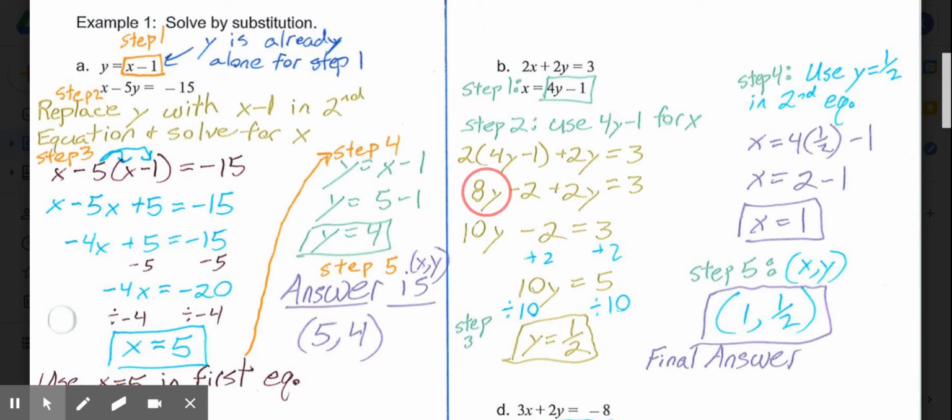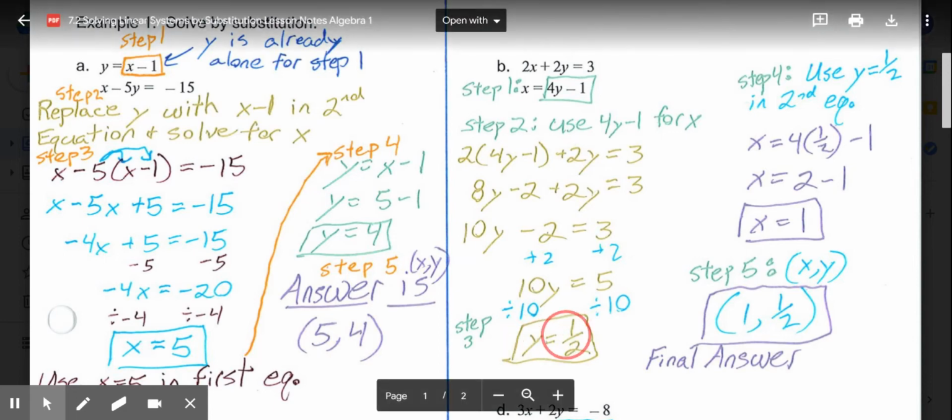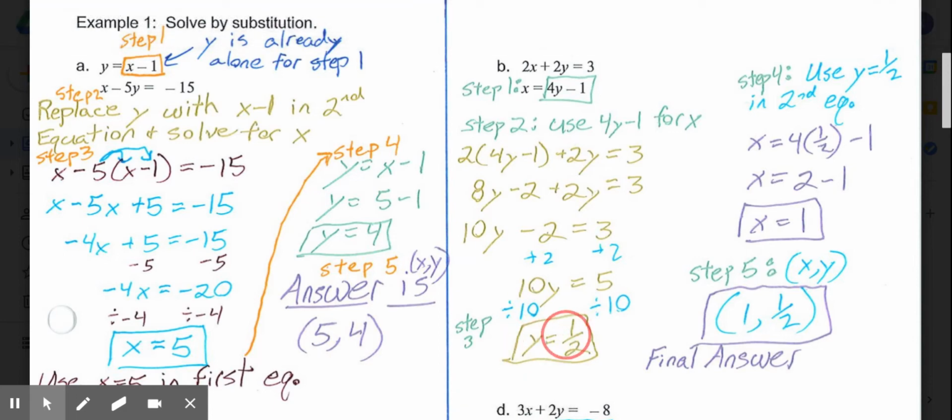Combine our like terms, 8y plus 2y is 10y. So 10y minus 2 equals 3. Add the 2 to each side, and 10y would equal 5. Divide both sides by 10, and y equals 1/2. So step 3, we got y equals 1/2.